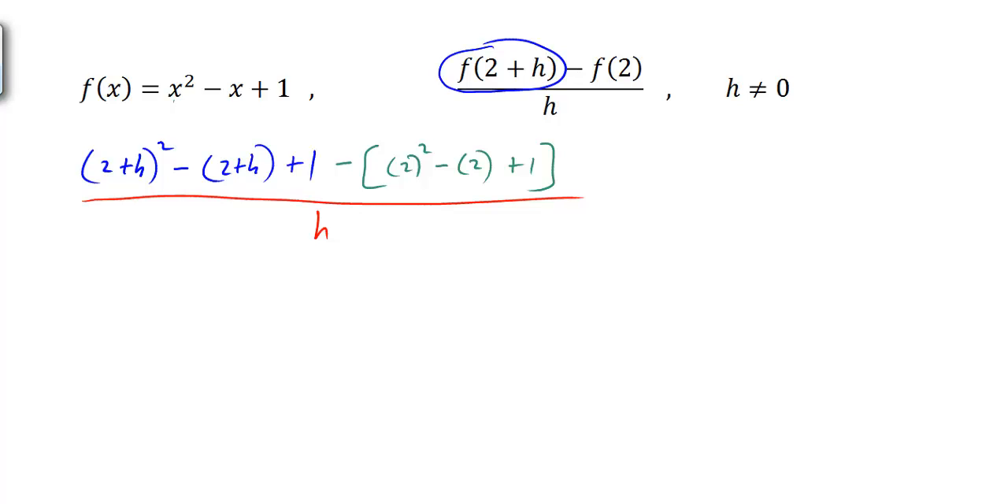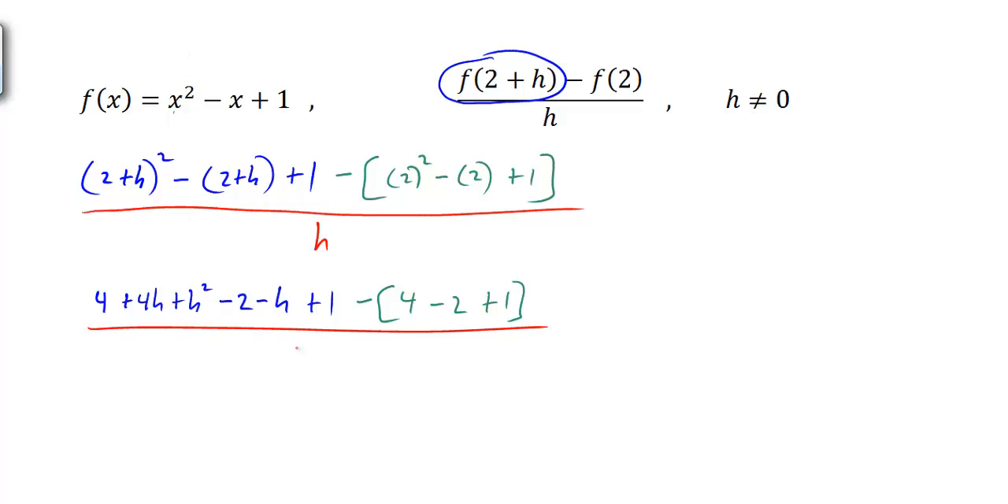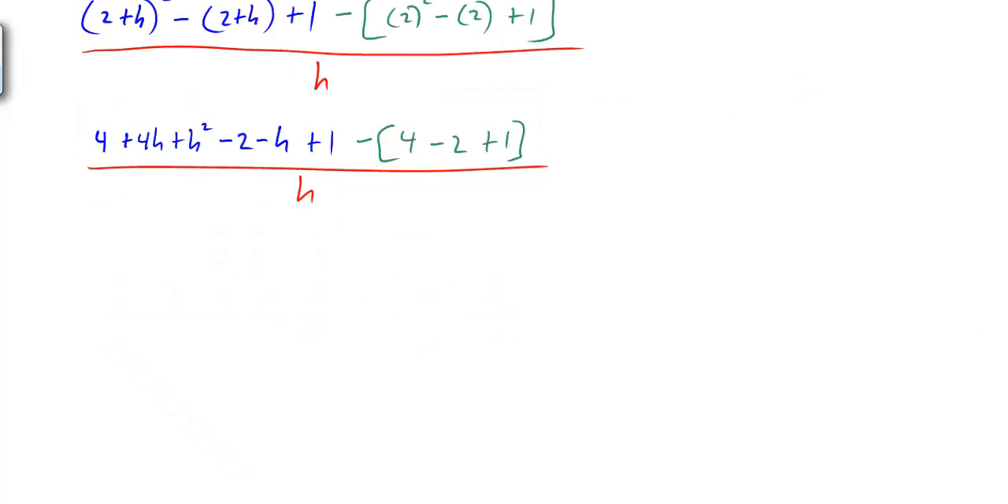So then we go back and we can simplify the numerator. The first step is we're going to square 2 plus h. So 2 squared is 4. 2 times h is 2h. If we double that, we're going to get 4h. And squaring the last term, we get h squared. Distribute the negative, so that's a negative 2 minus h plus 1. Minus, and if we square this here, we get 2 squared is 4, minus 2, plus 1, all over h. And you can simplify this a little bit quicker. I'm just going through step by step.